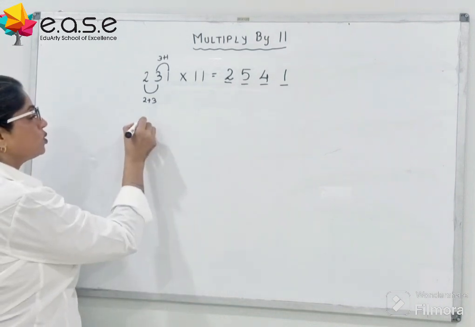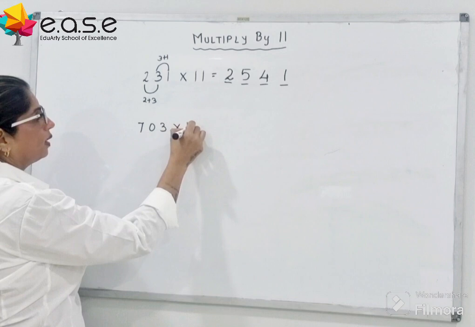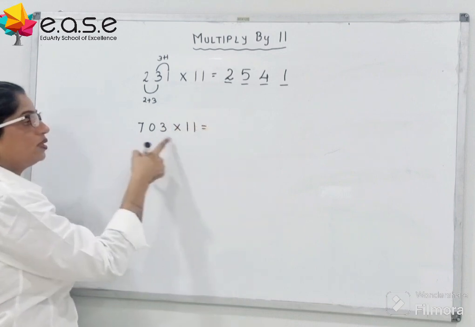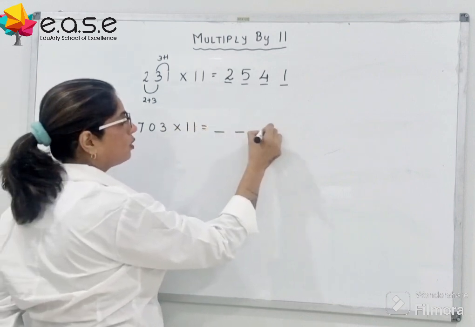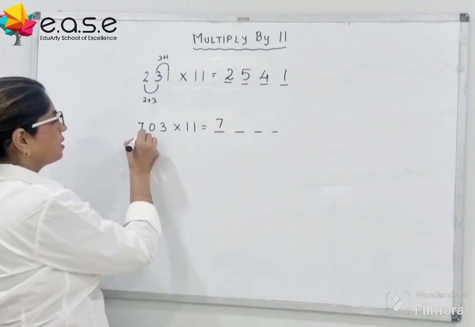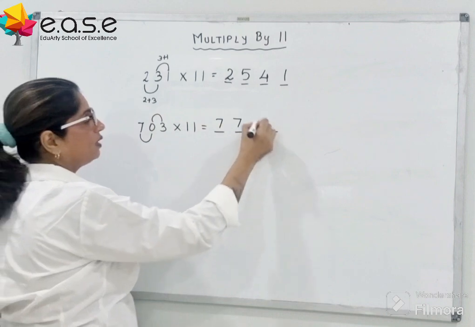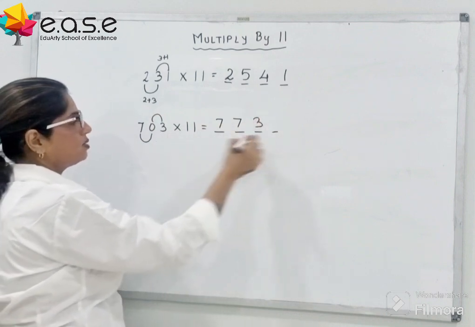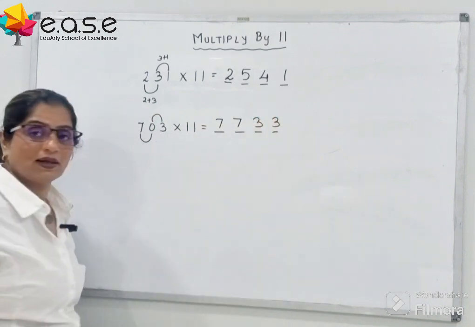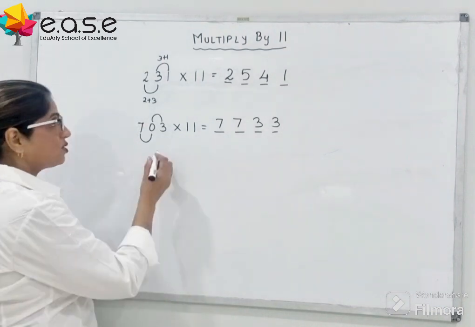Let's check. Suppose you have 703 multiplied by 11. 3-digit number, you will have a 4-digit answer. 7. 7 plus 0 will give you 7. 0 plus 3 will give you 3. And the last 3 remains as it is. Are you getting it now? It's pretty easy.